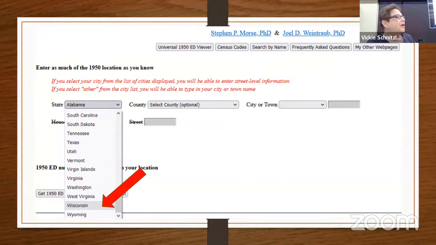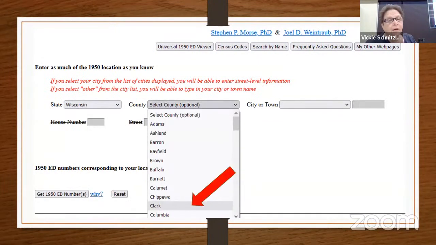Okay, we're in the state area. We've gone down to Wisconsin. We clicked on that. Next. We're going to go to the county. We're going to click on Clark because that's where my family lived. Next slide.